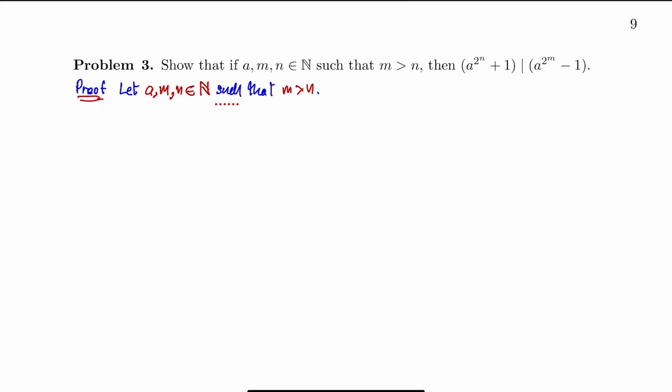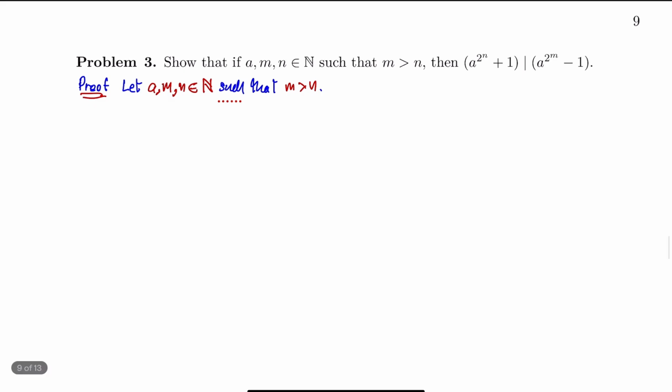In this video, we are going to show that if a, m, and n are positive integers such that m is greater than n, then a raised to the power of 2 to the n, plus 1, divides a raised to the power of 2 to the m, minus 1. So the first thing we are going to do is to let a, m, and n be positive integers such that m is greater than n.